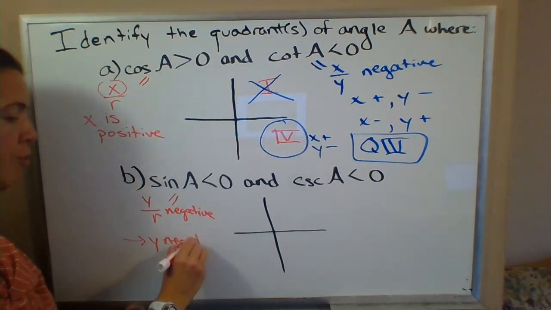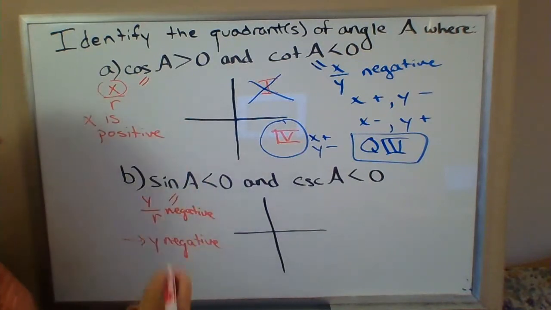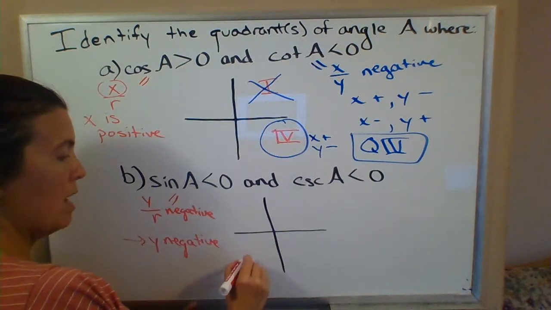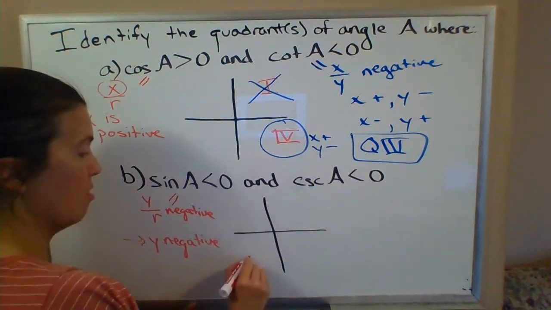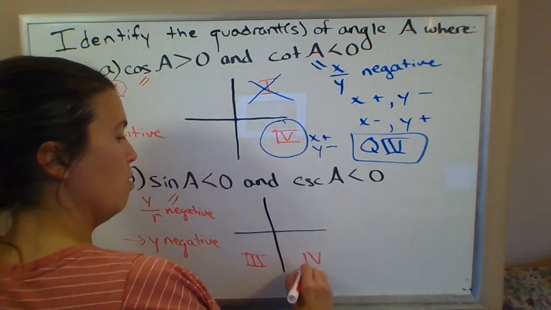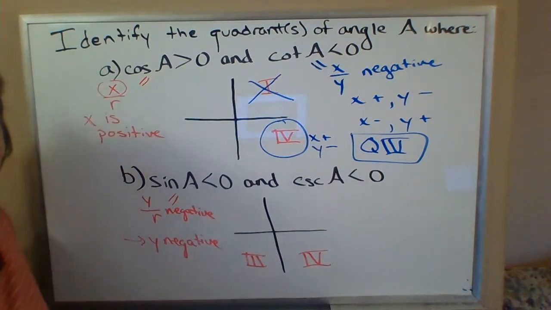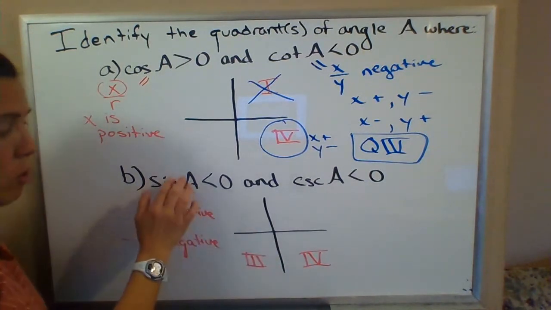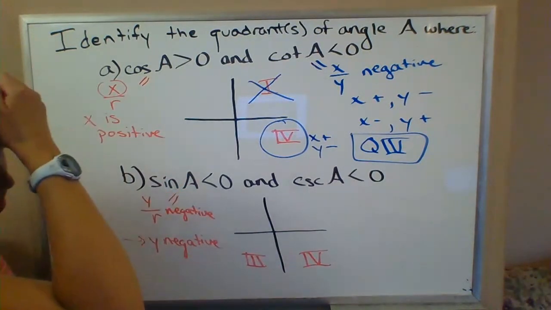So it's kind of similar to what I did in this first example, I want to narrow it down to the quadrants where y is negative. So y is negative below the x-axis. So in quadrant 3 and in quadrant 4. So now we know whatever our answers are, it's got to be quadrant 3 and or quadrant 4 in order to satisfy this first condition.